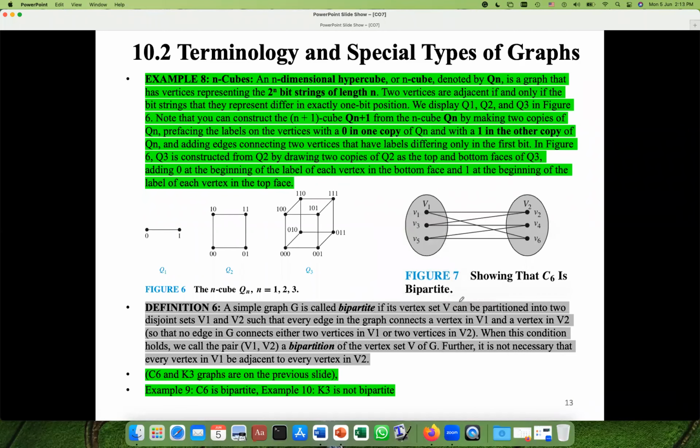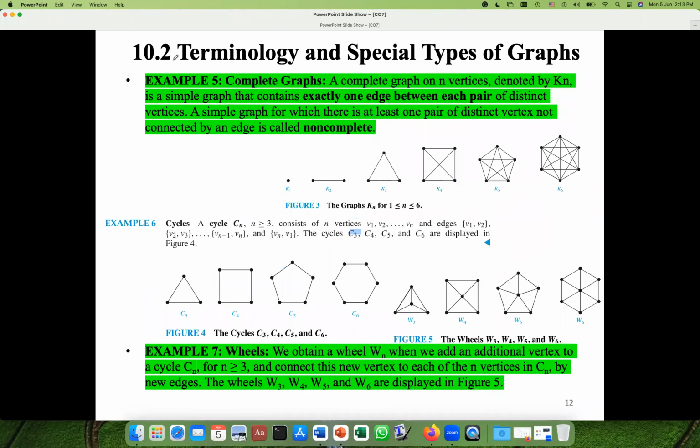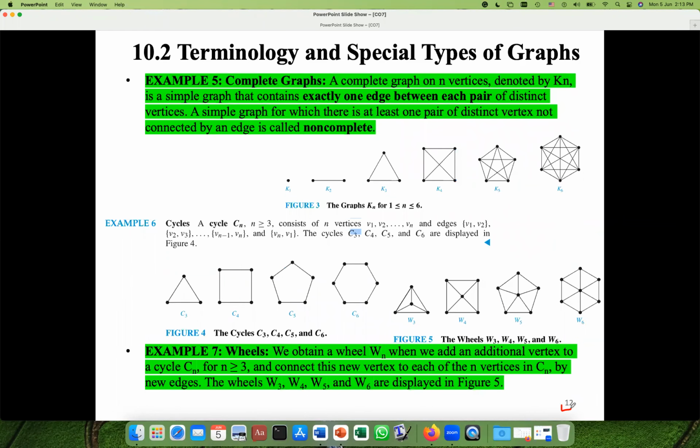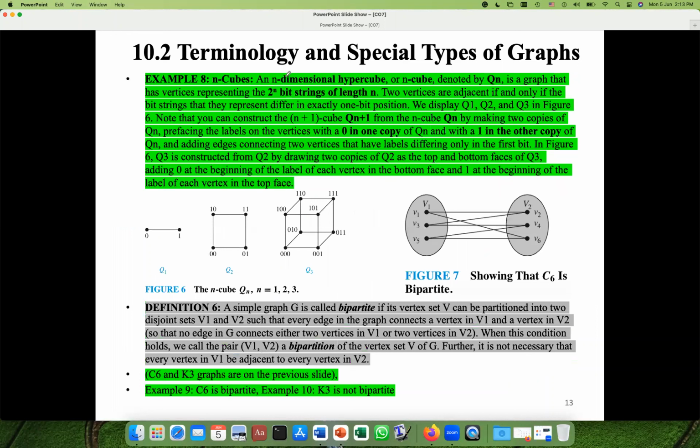Okay, this is the slide. Previously, we were here at slide number 12. And now we have to start slide number 13. We were seeing different things about different graph models, basically. So we saw already the complete graphs, the cycles, the wheels, and now the n cubes.